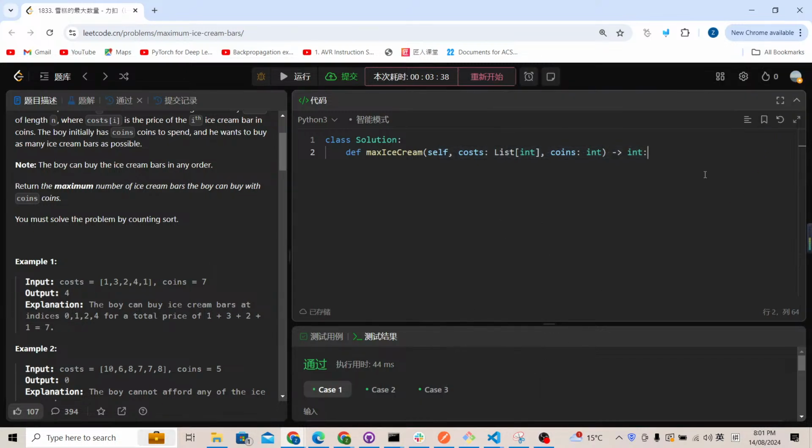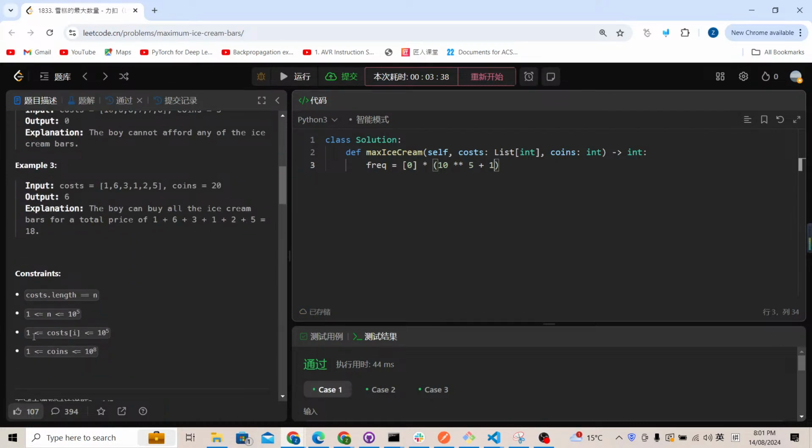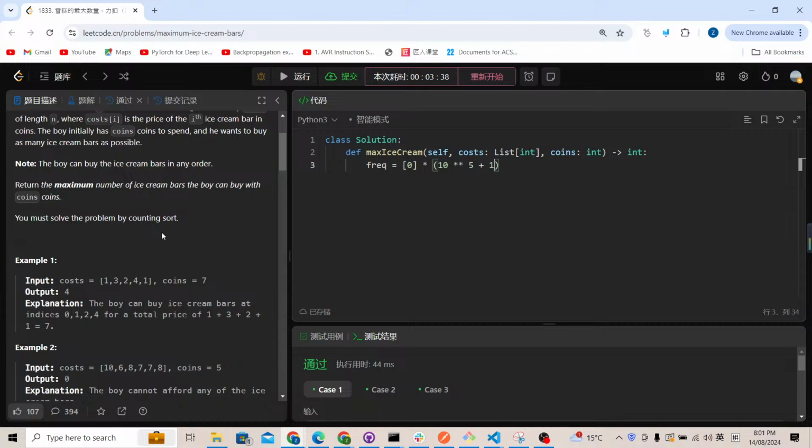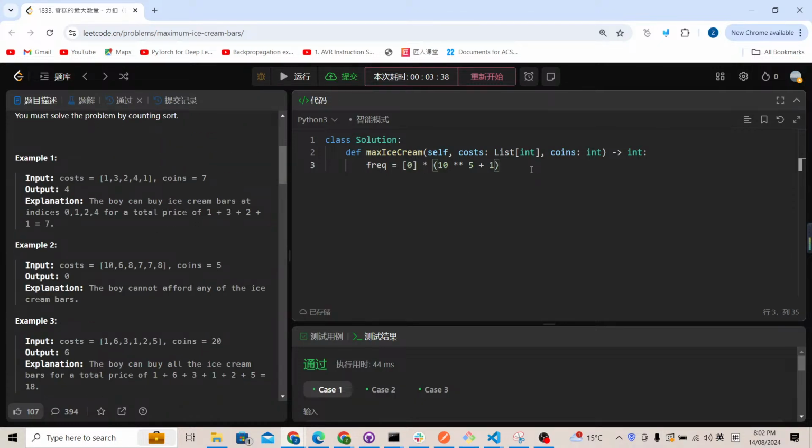Now let's just try to use the counting sort idea to solve the problem. First of all, we're going to prepare a frequency array. It's going to be 0 times 10 to the power of 5 plus 1. This is because the cost is more than or equal to 1, less than or equal to 10 to the power of 5. So we're going to use the index to represent the cost. We're going to use this kind of idea to represent all the costs for the ice cream.